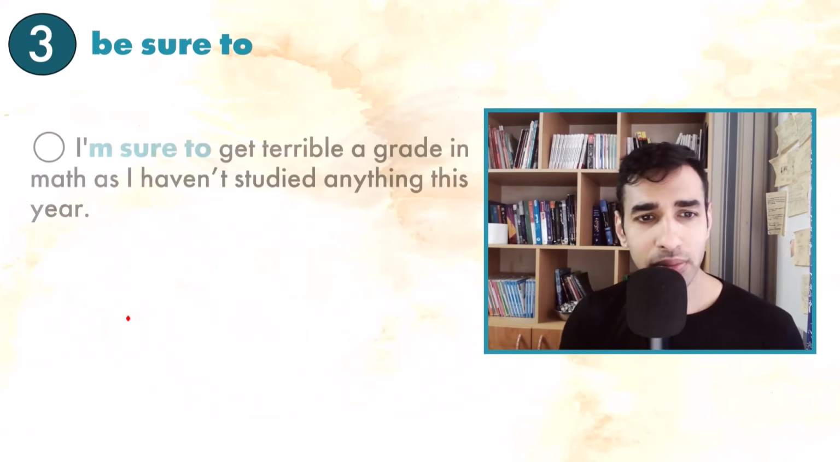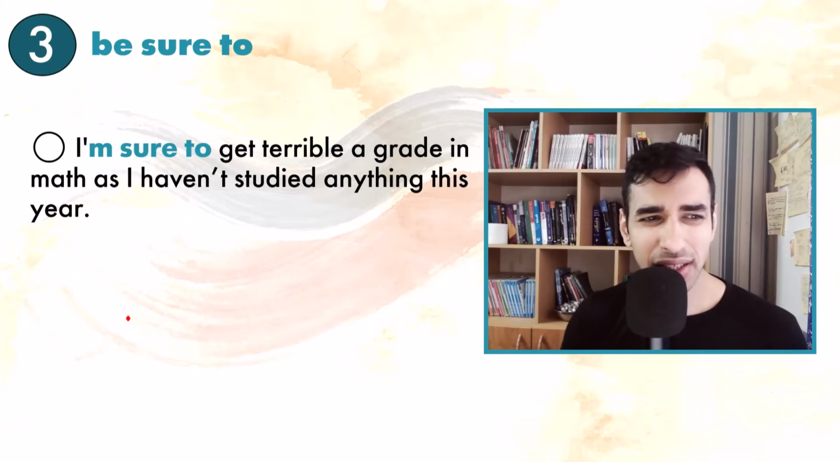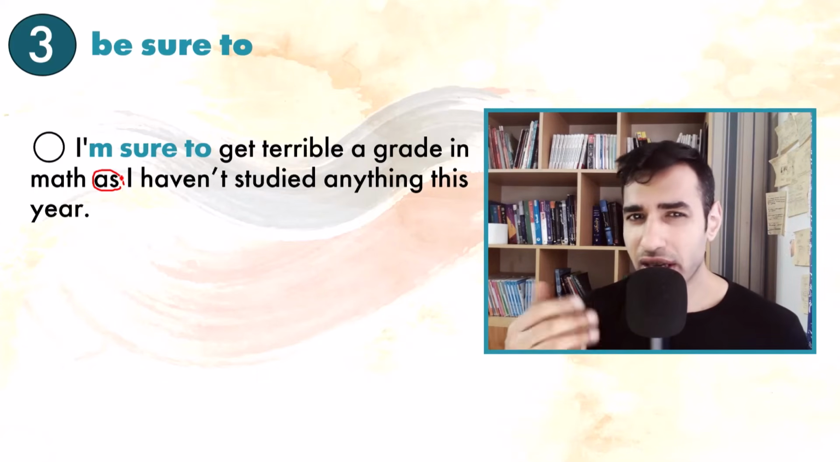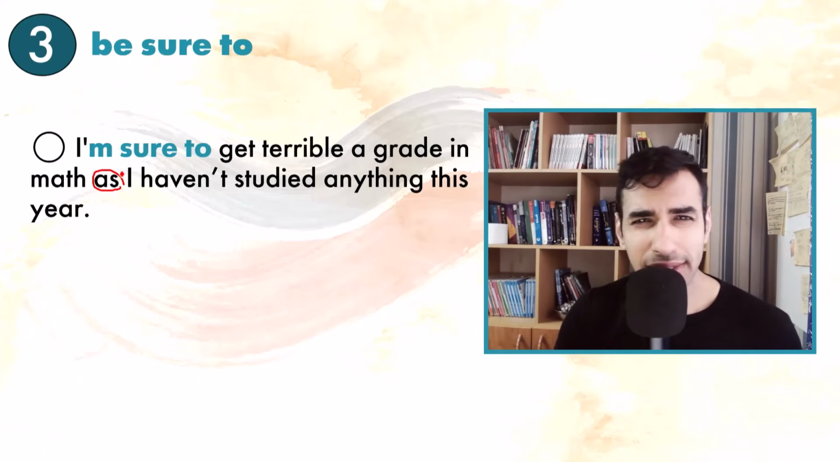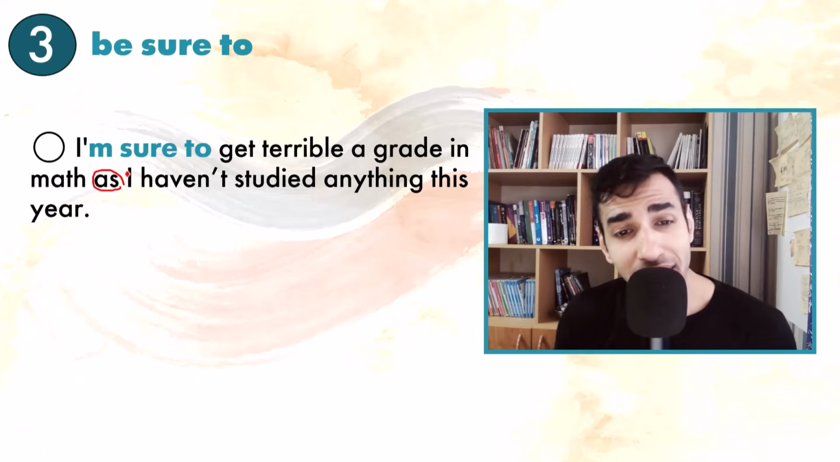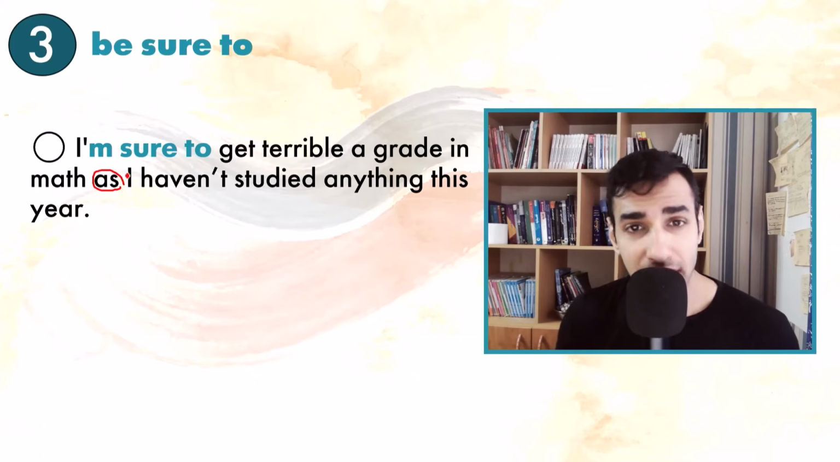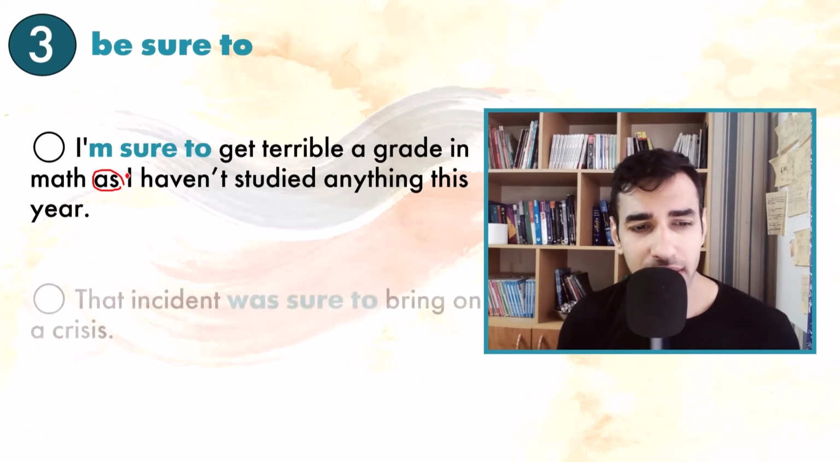More examples. I'm sure to get a terrible grade in math as I haven't studied anything this year. As is used to give a reason. We are offering a possibility. There is a high possibility, almost certain, that I get a terrible grade. I will get a terrible grade in math. And this possibility needs a reason. Why is there such a possibility? Because I haven't studied anything this year. This is a reason.